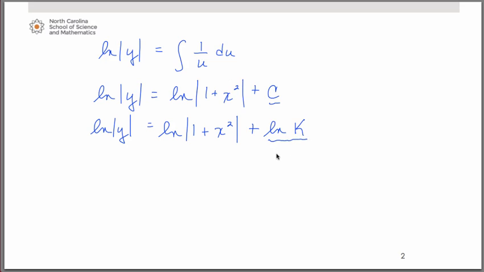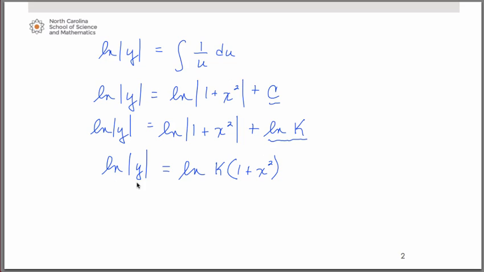Because now the way this is set up, I can easily employ one of the laws of logarithms that says if I have the sum of two natural logs, I can simply multiply the arguments together. I can simply rewrite this as natural log of absolute value of y is equal to natural log of k times this absolute value quantity. Now notice 1 plus x squared is always going to be positive anyway, so I could eliminate those absolute value bars, and I have the natural log of k times the quantity 1 plus x squared. Again, that comes from simply employing one of the laws of logarithms.